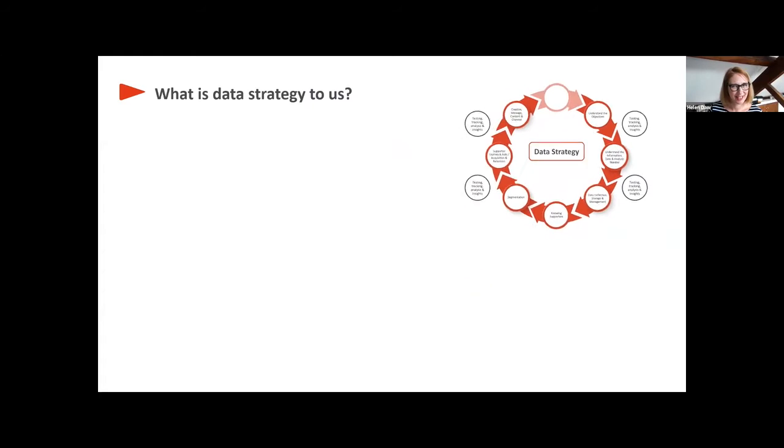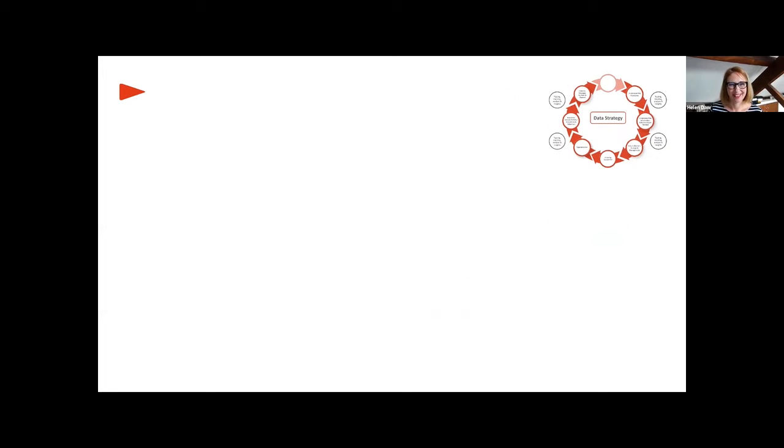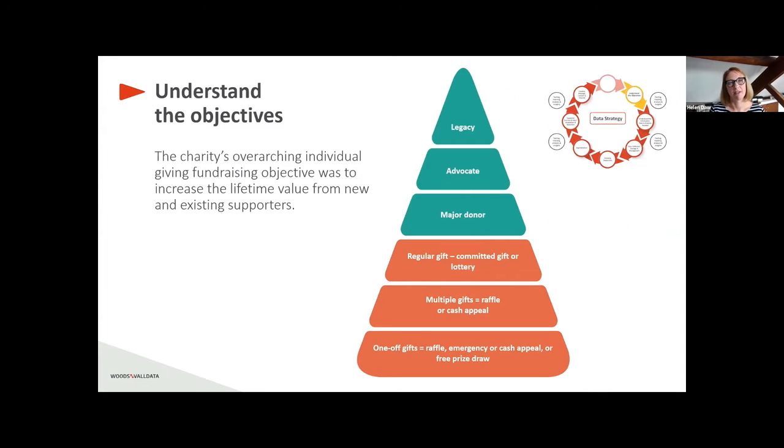So, to start with the first point, understanding our objectives. So we have fundraising individual giving objectives. We know we're trying to achieve something, probably income generation will be a large part of that. And the charity that we're going to be using as our example for today had a specific goal around increasing the lifetime value from new and existing supporters.